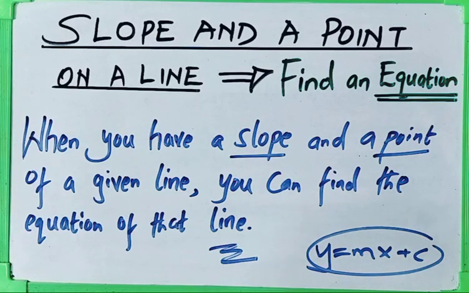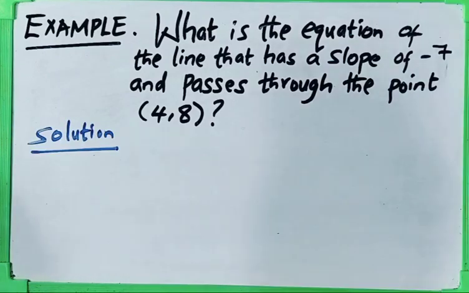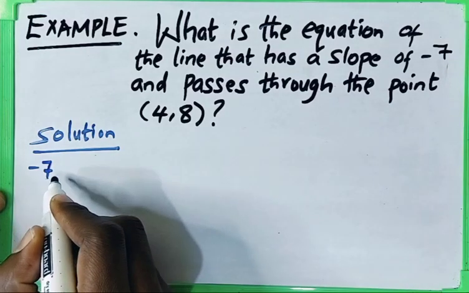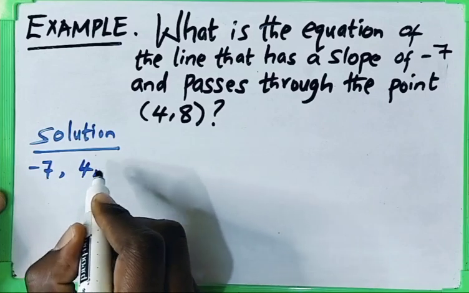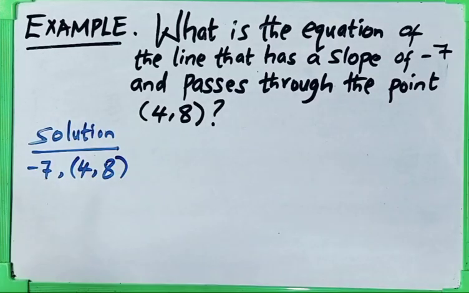Write with me this example. What is the equation of the line that has a slope of -7 and passes through the point 4,8? Solution. The slope is given as -7, and the point given, one of the points of that line, is 4,8.